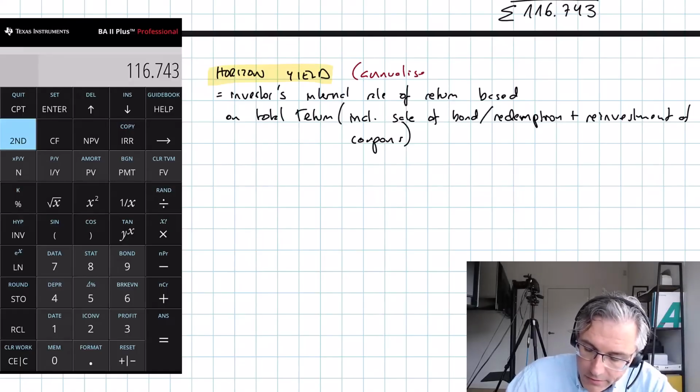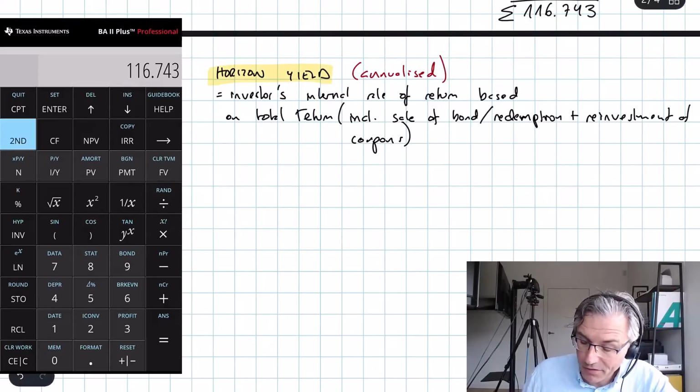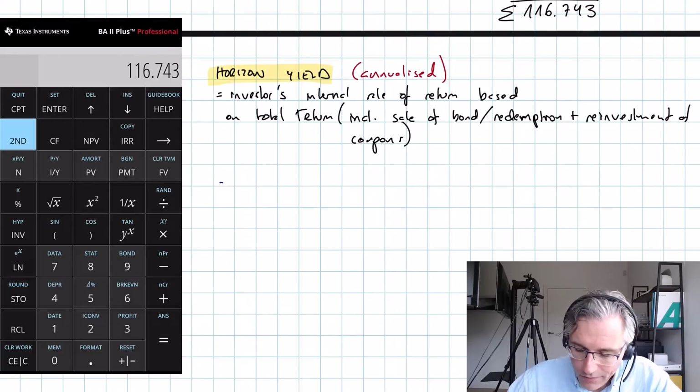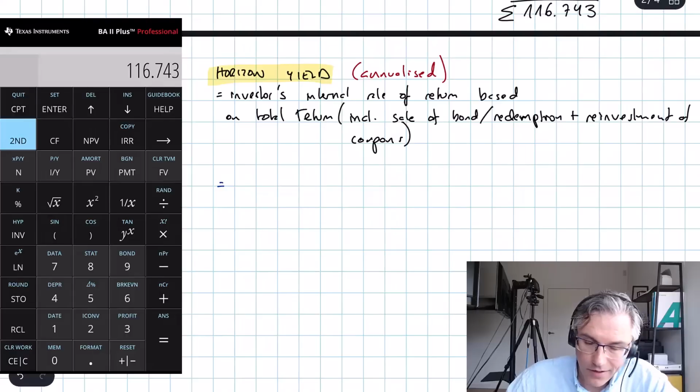Whenever you quote yields, get used to the idea of them being annualized. Okay, so how do we do this? Well, you could use the time value of money worksheet. If you did, you would, let's do it actually, let me show you.